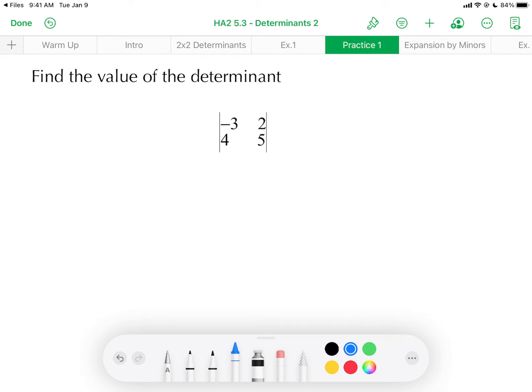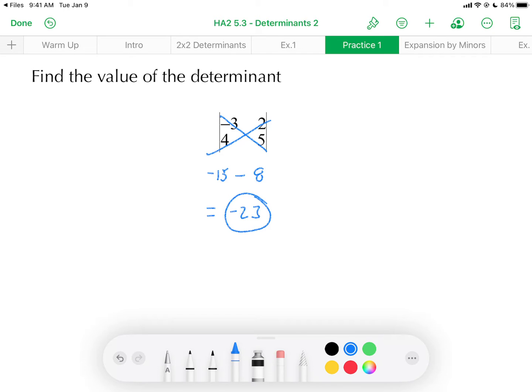All right, Maggie, what'd you come up with? Negative 23. So you probably did negative 15 subtracted by 8 to get to that negative 23, right? Any questions on a 2 by 2 determinant?